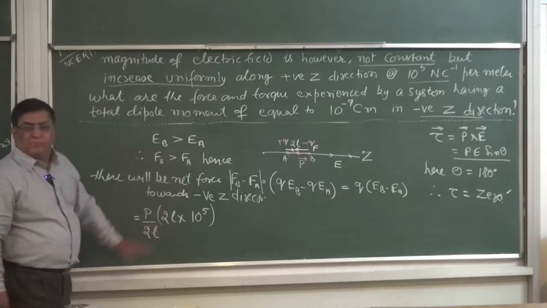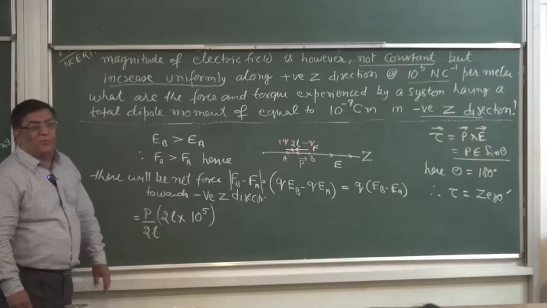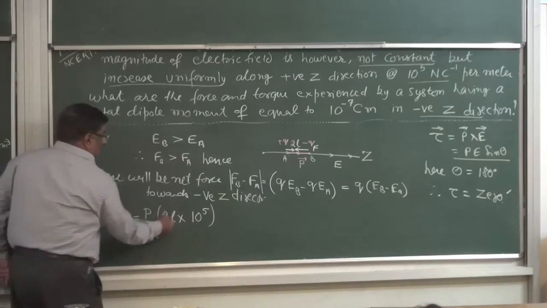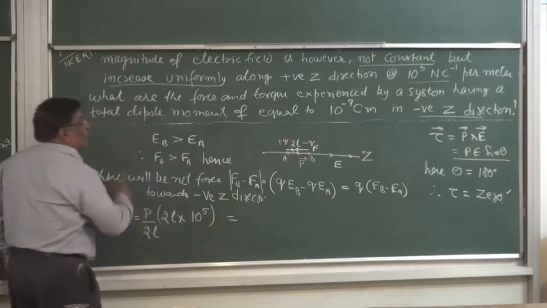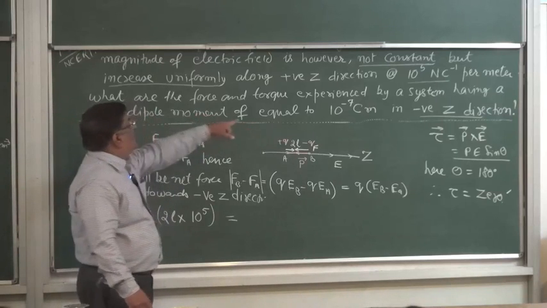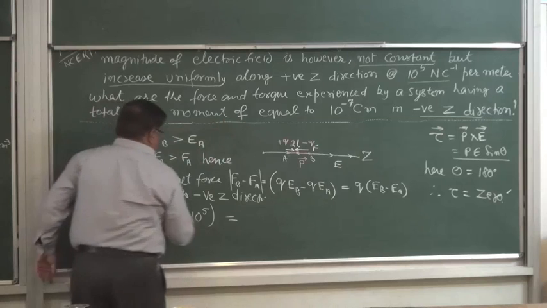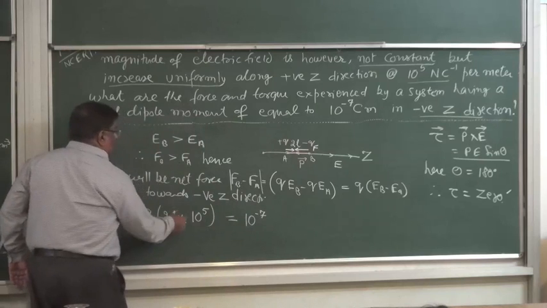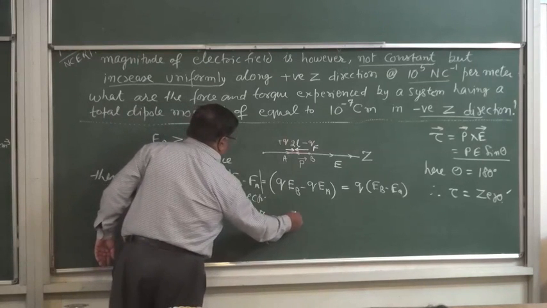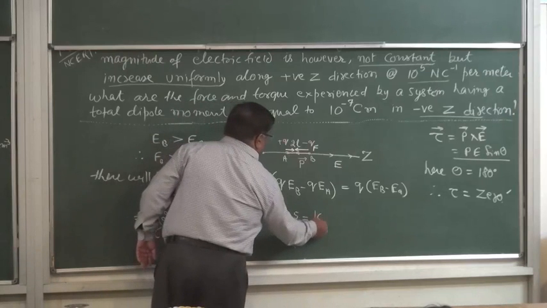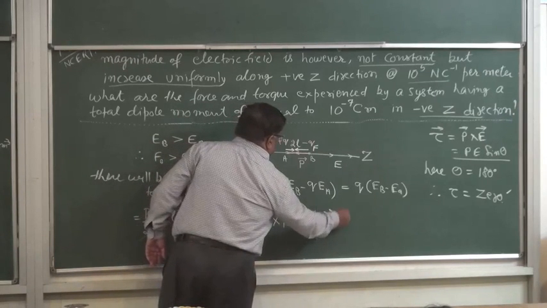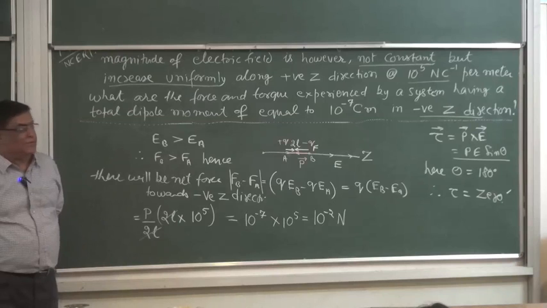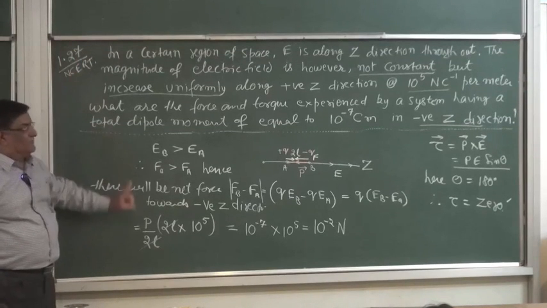ये आया। अब देखिए, क्या क्लू मिला आपको? क्या होने वाला है? Yes, 2L, 2L cancel, और P की वैल्यू हमको मालूम है। How much is the P given? 10 to the power minus 7। So this is 10 to the power minus 7, 2L 2L cancelled, multiplied by 10 to the power 5, that is 10 to the power minus 2 Newton. ठीक है? So we got this answer. 10 to the power minus 2 Newton is the force.